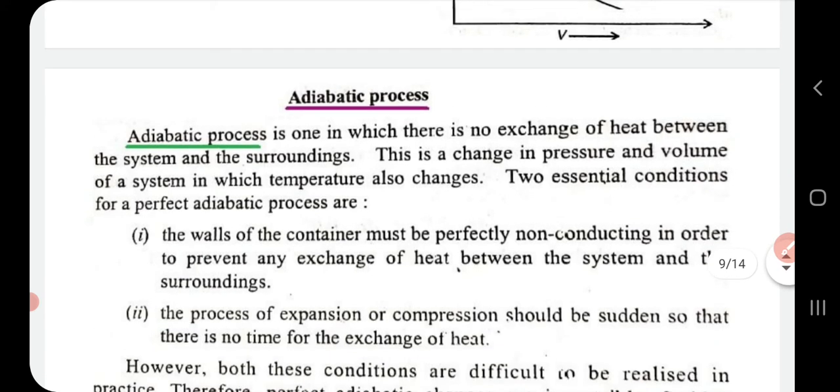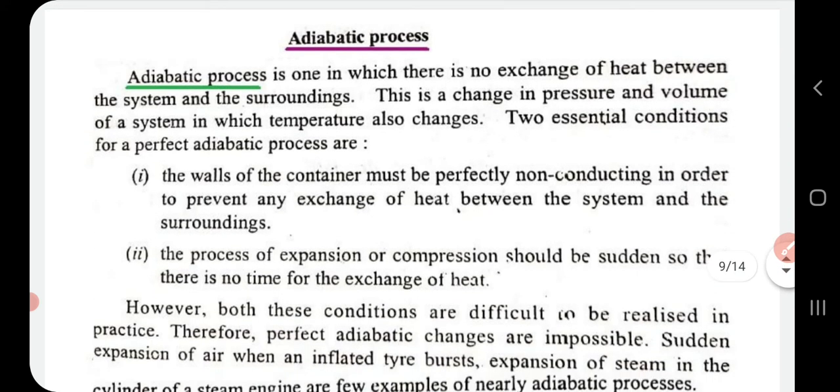Now, adiabatic process. It is the one in which there is no exchange of heat between system and surroundings. This is a change in pressure and volume of a system in which temperature also changes. Now, the two conditions for a process to be adiabatic: first, walls of the container must be perfectly non-conducting. Why? In order to prevent heat exchange between system and surroundings.